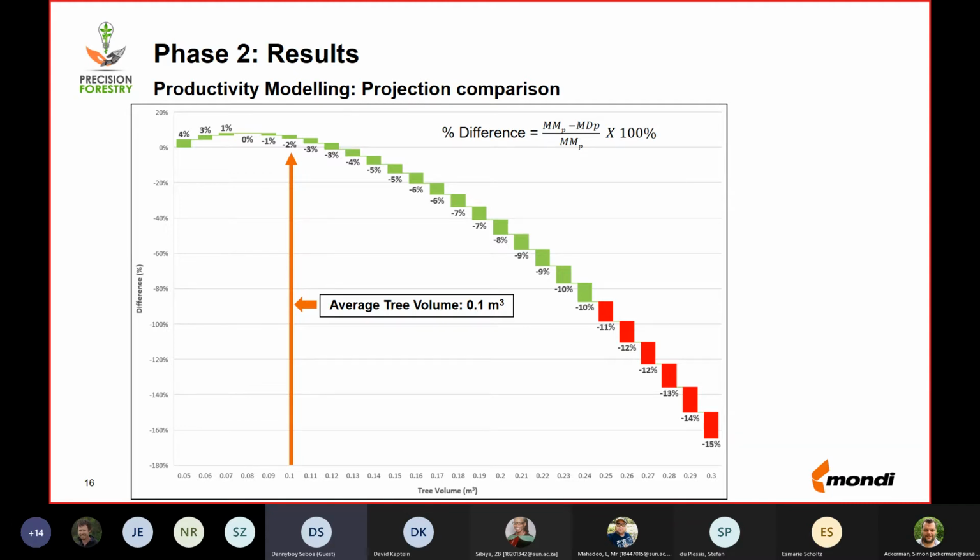However, from tree volumes of 0.22 going to 0.3, you can see the percentage differences increasing from 11-12% to about -15%. So here your harvesting machine data will be overestimating the predicted productivity by 15%.